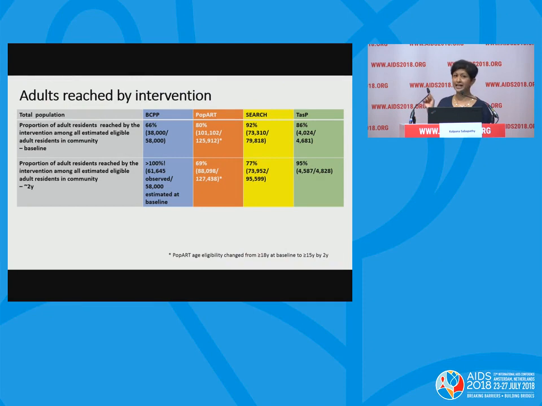And I did explain there that, I mean, the BCPP team will be able to explain this much better than me, but what I understand is that the denominator there, if you see, that was estimated at baseline, the size of the population, and this denominator has yet to be fully updated. What we can say is that over 60,000 people were met by the intervention.